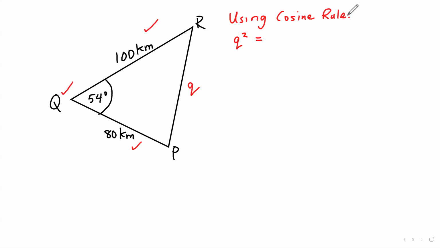Q squared is equal to. Do you need to look back at the formula? No, miss. Is it B squared plus C squared? Well, in this case it'll be R squared, because it's R and P here, right? Because this triangle is PQR. So Q squared will be equal to R squared plus P squared minus what?